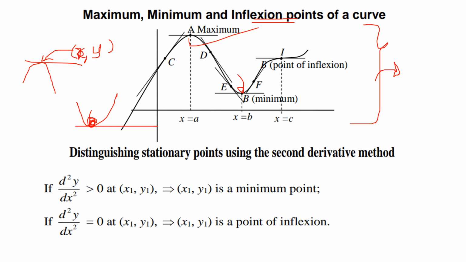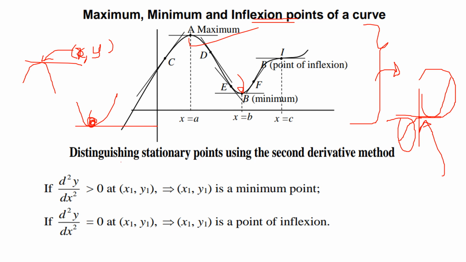Now a point of inflection is where we don't have either. It's a point which combines both a maximum and a minimum. You find that here, instead of the curve going downwards, it just continues upwards. So you have one half of a minimum and one half of a maximum. This one becomes what you call a point of inflection.